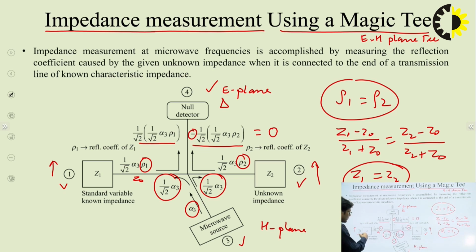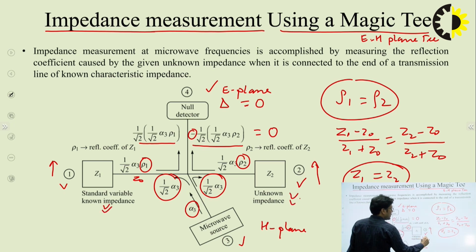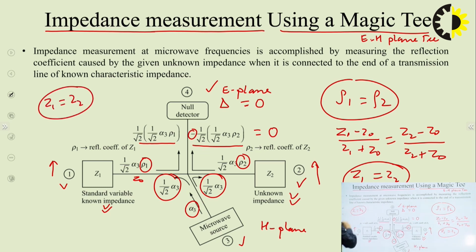So you need to adjust the value of this impedance in such a way that you will get the null detector, that is, the output at port number 4 is equal to 0. At the null detector we already know that this value will always be equal to this value, right? So in this case Z1 is equal to Z2. I think how we can measure the impedance using this magic T is clear to all of you.